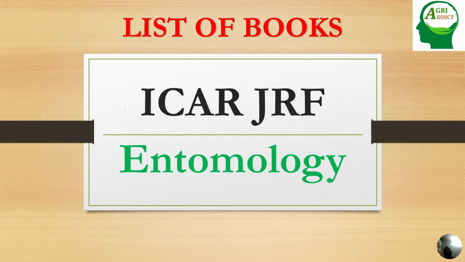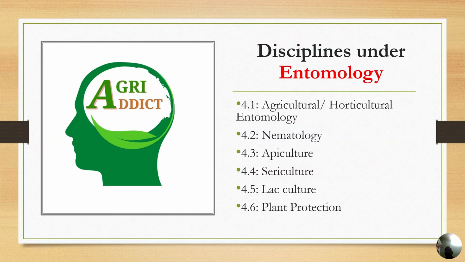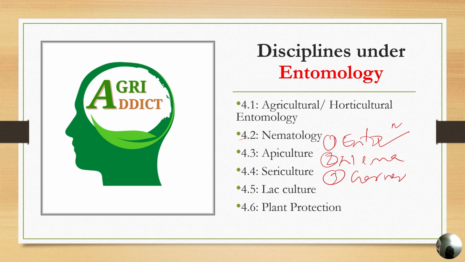Okay, so before going to the main topic here, I would like to discuss the disciplines that come under the entomology part. There are three different aspects for the entomology JRF. First is the entomology part, second is the nematology part, and third is the general agriculture part. Entomology is considered the major part, and nematology and general agriculture are considered the minor part. Mostly 70% comes from entomology and 30% comes from nematology and general agriculture.